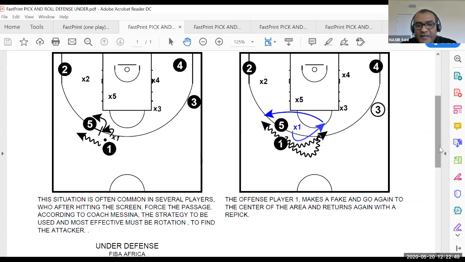Sometimes you can use for the to put for dribbling and the back for the situation, and use for the screen, and he use for the screen and the crossover is the situation. In this situation is often common to several players who, after acting to the screen, forcing and the pass for the screen. According for the coach Messina, the strategy he used to be used for the most effective mass rotation.